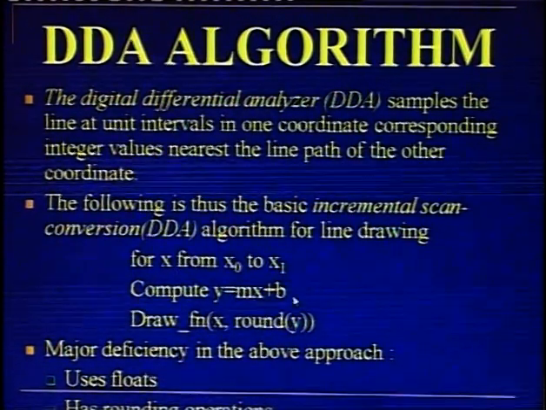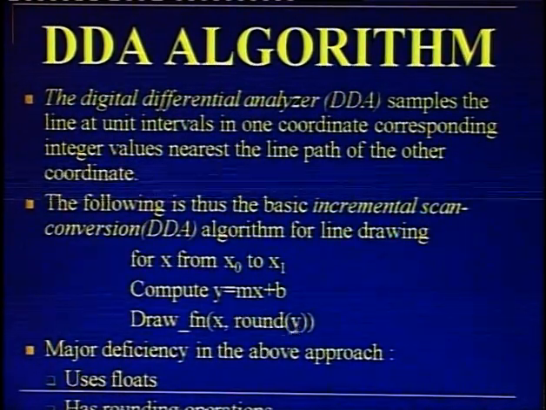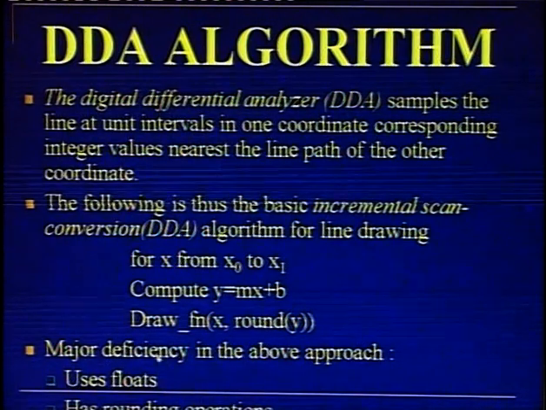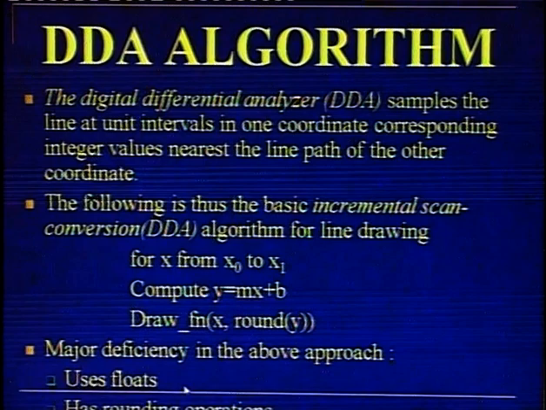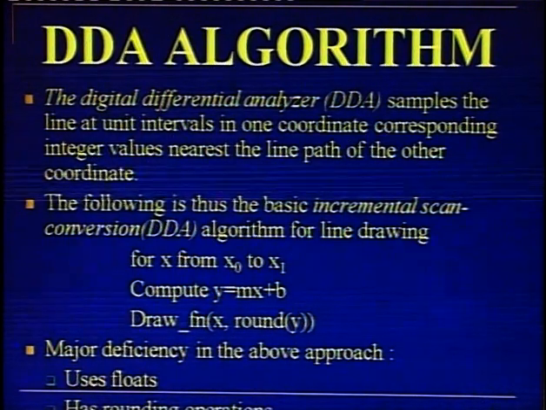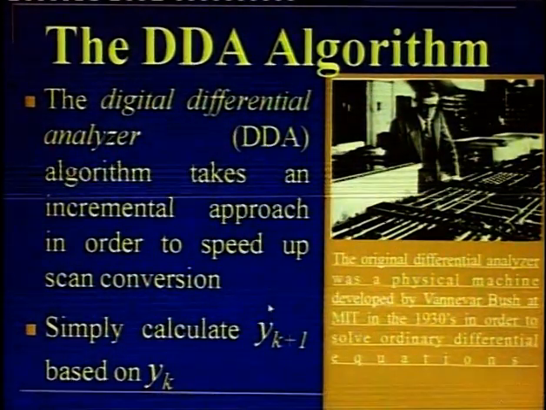Compute y equals mx plus b, then we draw this function by rounding off the value of y. The major deficiency in the above DDA algorithm is that it uses floating point values and rounding operations, and it also has multiplication operations, so it makes the performance of the algorithm slow.